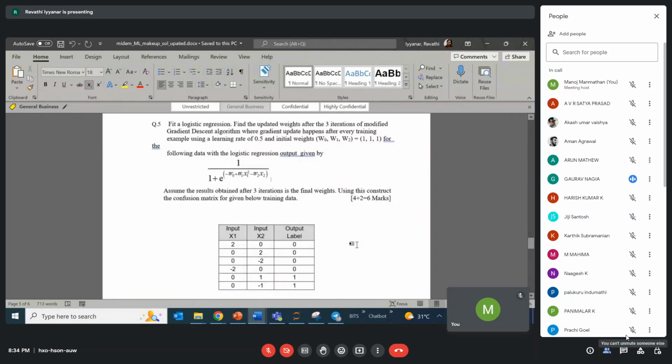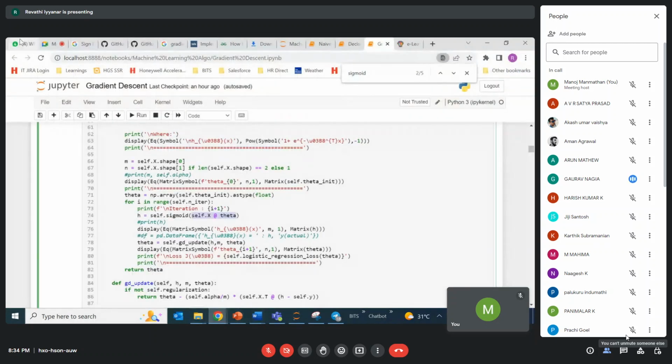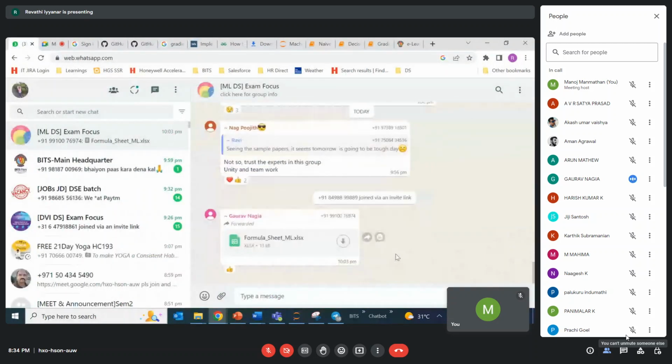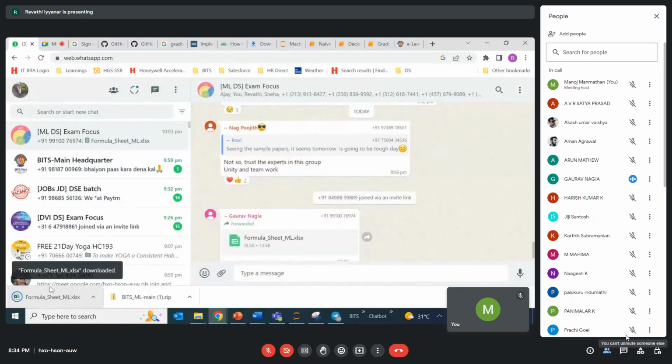I shared the Excel. If you can open that, I think at least the values match the solution sheet provided.